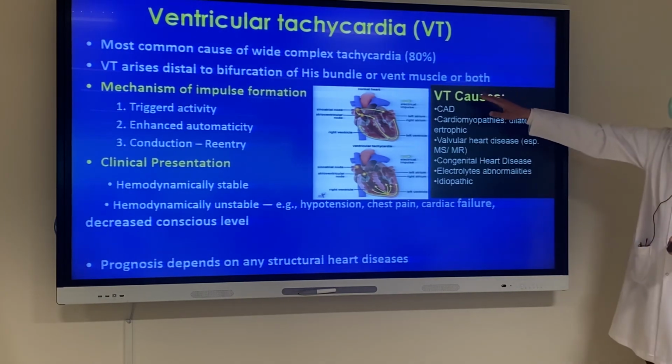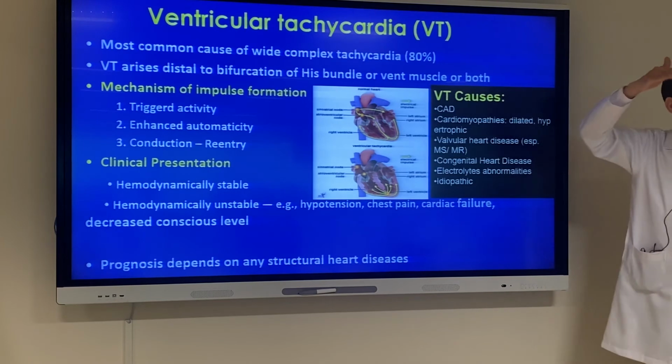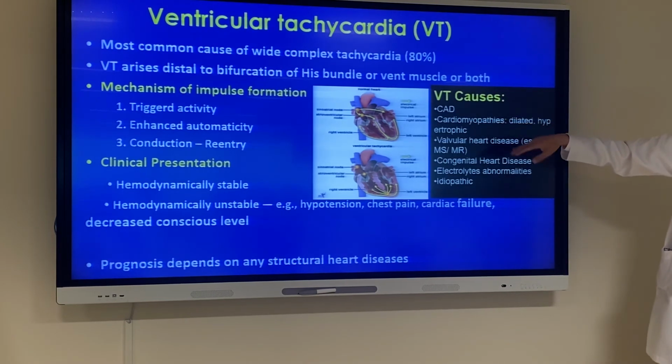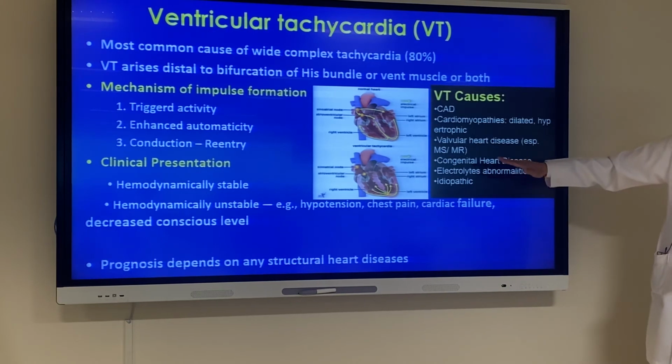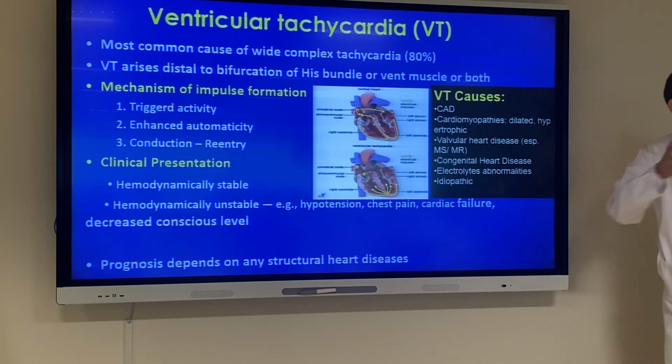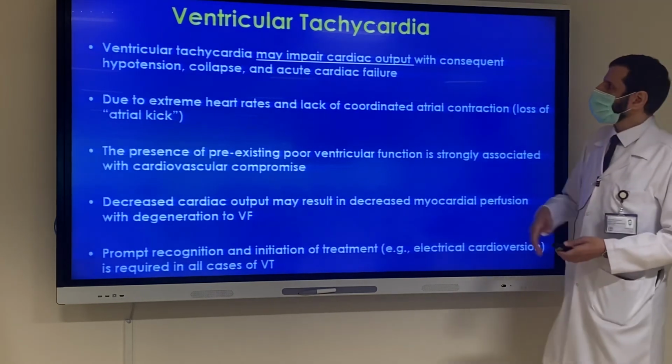The causes of VT could be coronary artery disease, the commonest, cardiomyopathy with its different types, valvular disease, congenital heart disease, electrolyte abnormalities, and sometimes it could be idiopathic. There is no clear reason for the ventricular tachycardia. Okay so far?